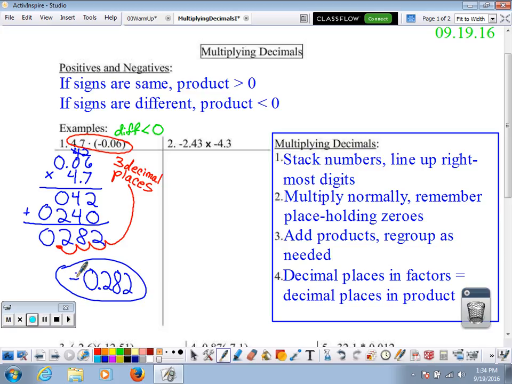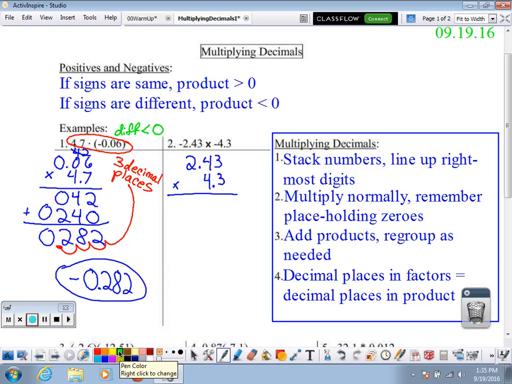All right, let's look at the second one. Okay, let's start by stacking those numbers, lining up the rightmost digits. So I'll put 2.43 up top, and I'll put 4.3 right here. Now, before I actually do the multiplication, I want to look at those two factors. And what do you notice about those two factors?